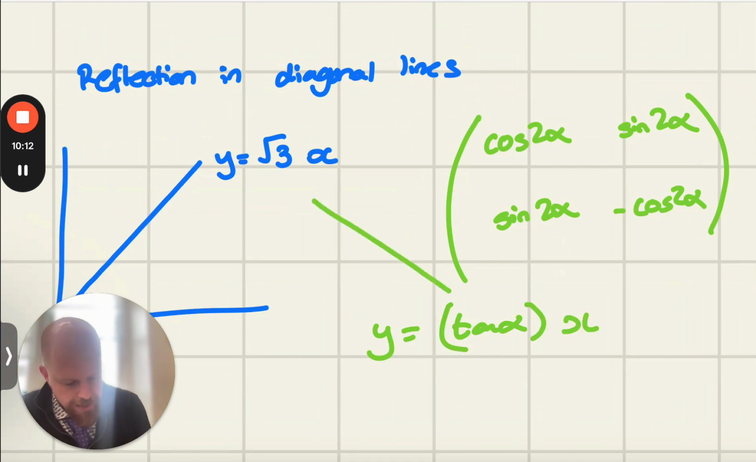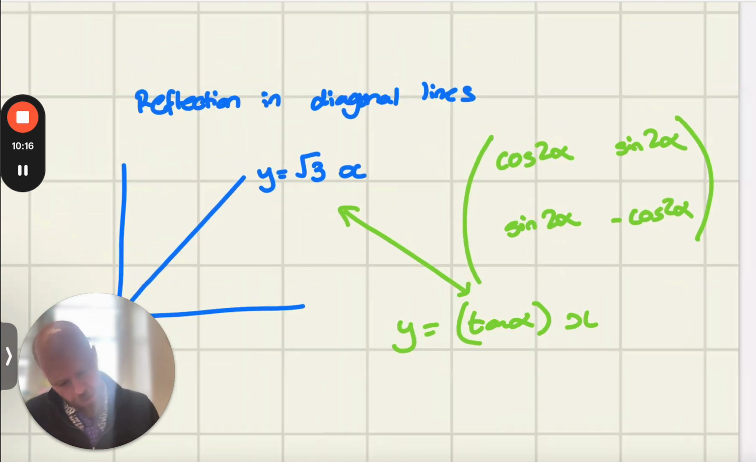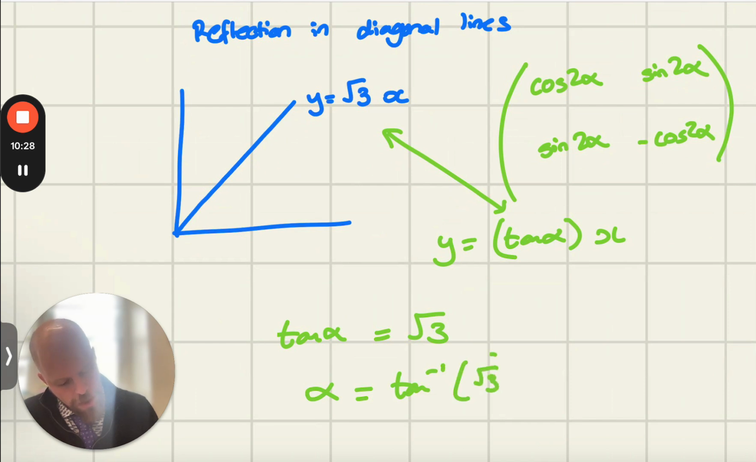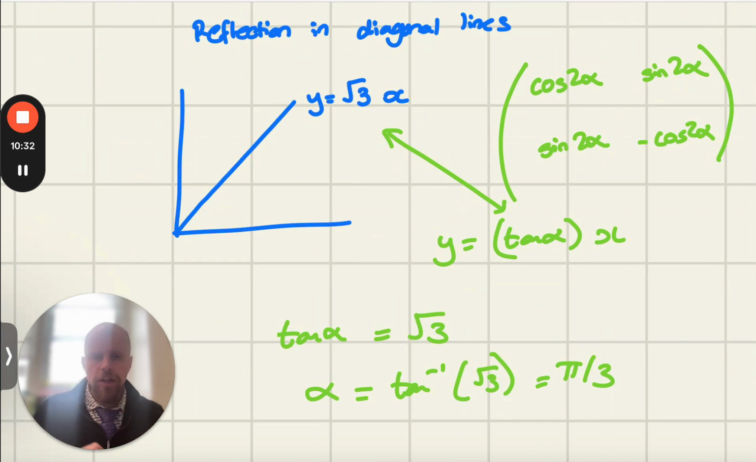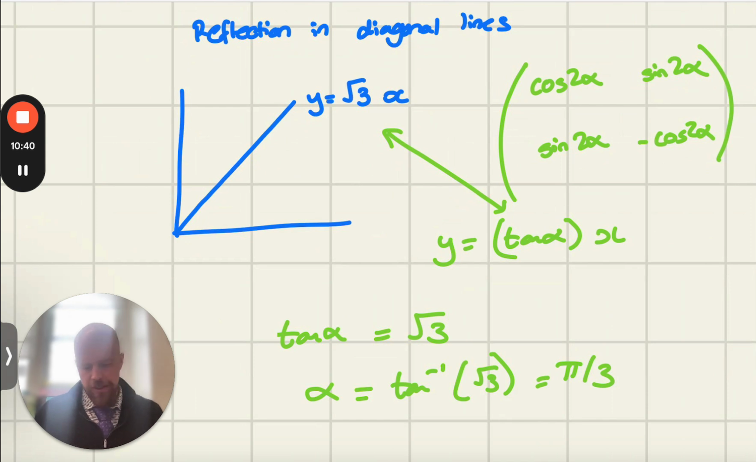So you can see it's quite similar to my question here. Tan alpha is just the gradient. So in my question, if I find alpha, I say tan alpha equals root 3. Alpha is tan inverse root 3, which is pi by 3. That's the angle. And if I then put that into the matrix, cos 2 alpha, sine 2 alpha, sine 2 alpha, minus cos 2 alpha, that will therefore tell me the matrix itself.